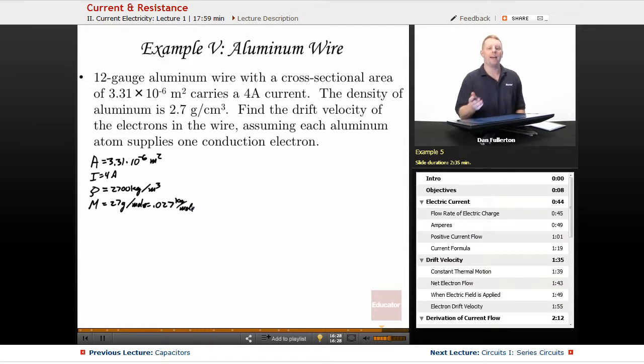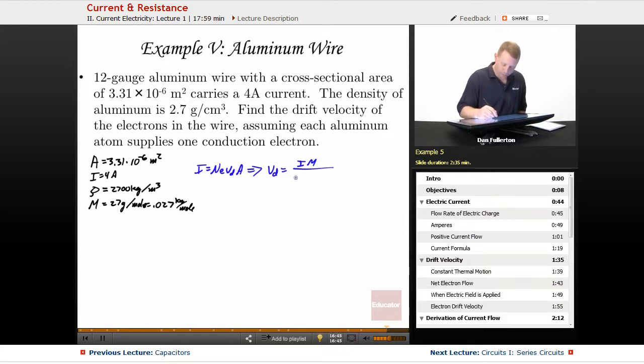So we can go back to what we did in example 3 to get us at least partway there in this problem. We know that current is NEVDA, and we went through and we also found then that drift velocity is current times that molar mass over Avogadro's number times our density of aluminum times our charge per charge carrier times A.